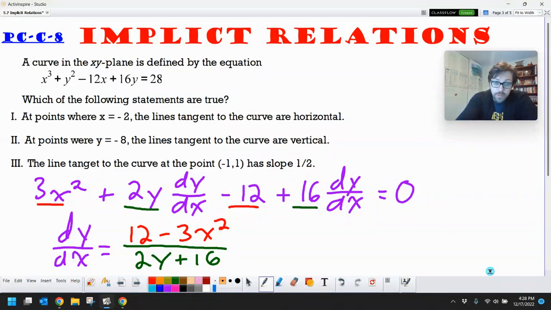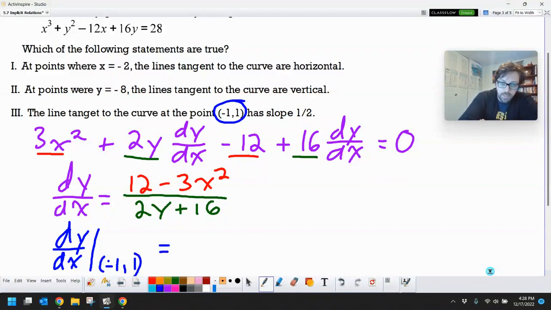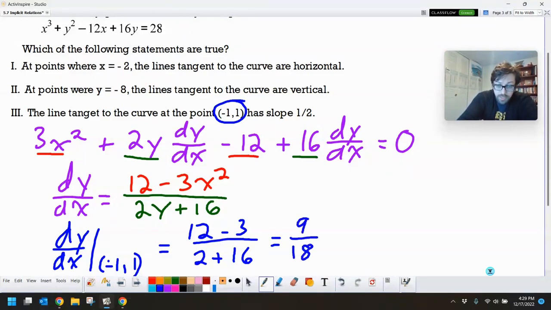The first one I want to go after is this bottom one. I want to see what's going on with this point (negative 1, 1), because that's pretty easy to plug in. So dy over dx at the point (negative 1, 1) equals, let's see, that's 12 minus 3, because that's going to be a negative 1 squared, over 2 plus 16. So that is 9 over 18, which is a half. Okay, cool. So this first one is true. We know that that one is correct. Let's check the other one.